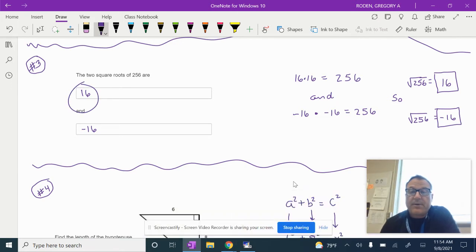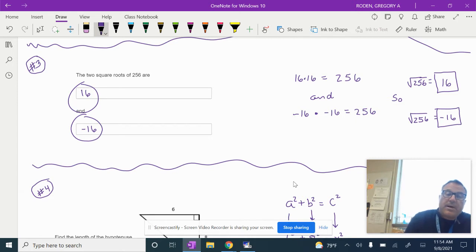Now, there's also another answer. Negative 16 times negative 16 is 256. Normally, we only want the positive one, but sometimes we want the negative one. So we also know that the square root of 256 is negative 16. Normally we only want the positive one, but sometimes we want to show you guys that there is always a negative one that also works.